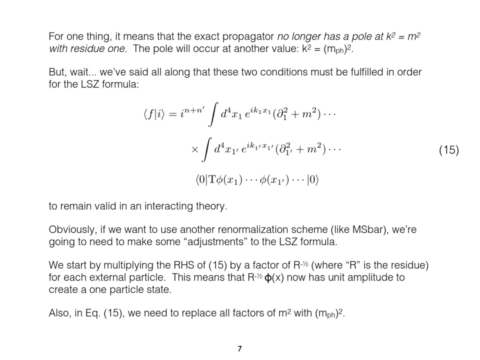Okay, so the pole is going to now occur at not m, the Lagrangian parameter, but m physical. Right? M physical is going to have some dependence on alpha and mu. But we've said all along that those conditions had to be satisfied in order to use the LSZ formula.